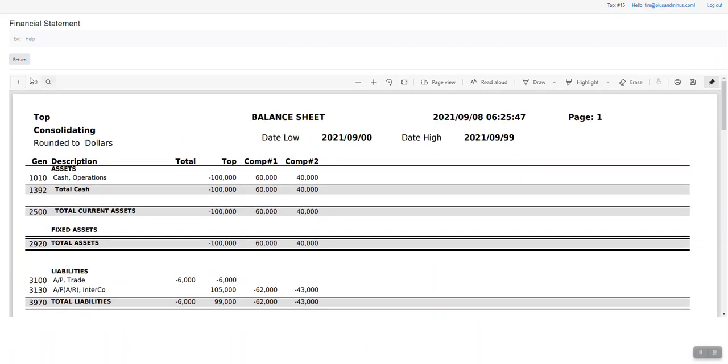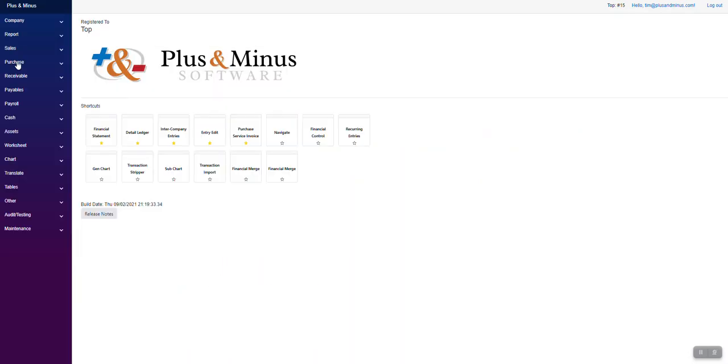So that ends our consolidation demonstration. There's a lot of other routines in here for allocation of intercompany, reconciliation of intercompany, clearing accounts which will cross over multiple companies.